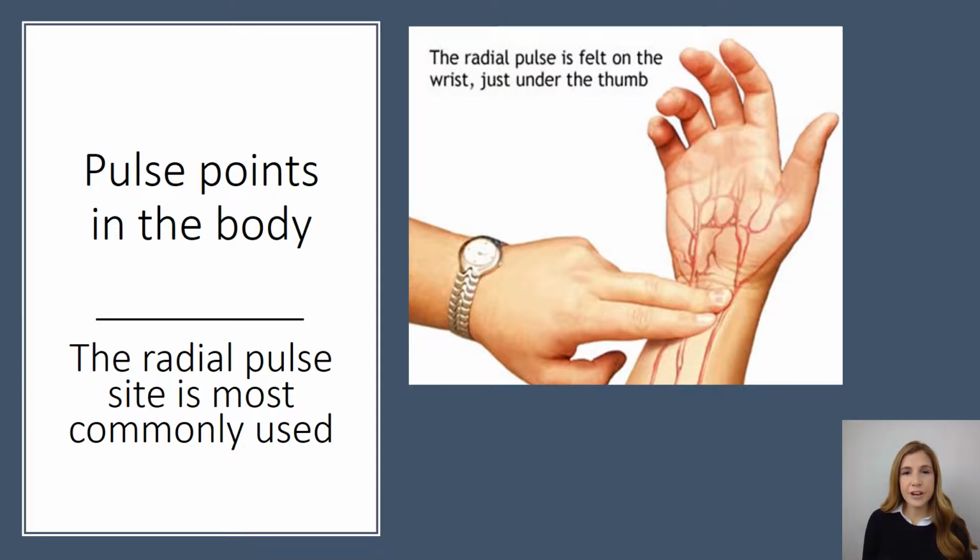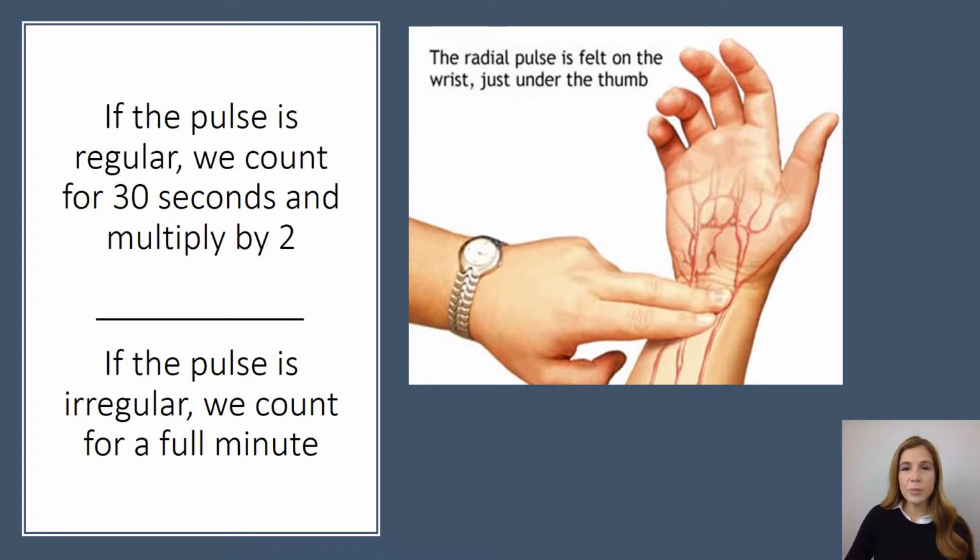So there are many different areas on the body in which you can obtain the pulse. However, the one most commonly used and the one that you will be asked to use when you take your skills exam is going to be the radial artery. The radial artery is always found on the thumb side of the wrist. So the radial pulse is evaluated by placing your fingers on the inside of the wrist on the thumb side and counting the number of pulsations that you feel in 30 seconds.